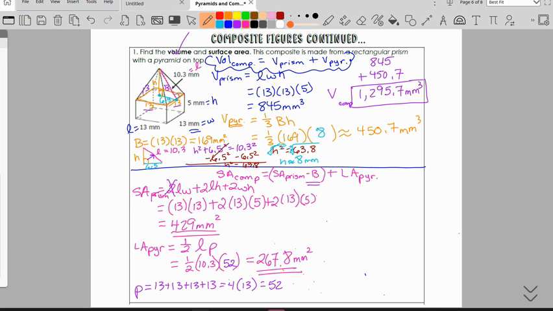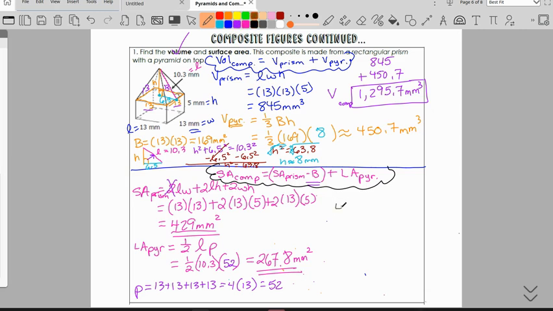So now what are we going to do? Well, we've been working so hard. Let's go back and look at what our plan was. Our plan was the surface area of the composite is the surface area of the prism without one of the bases, minus one of the bases, which we took off at the beginning, plus the lateral area of the pyramid. So let's take those two numbers. We said we're going to add them together.